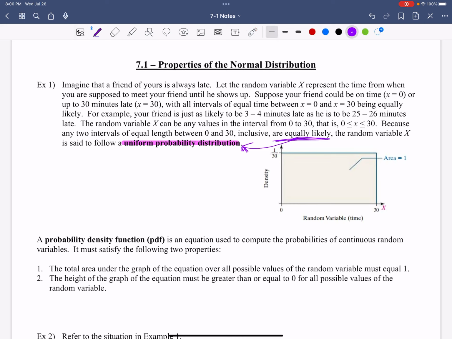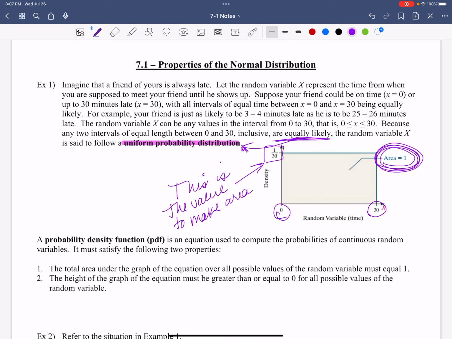Here's the deal. This is a probability that we're looking at here, so the area always has to equal 1. So when I'm looking at this, I'm going from 0 to 30. This is set as 1/30th because this is the value to make the area equal 1. So in order to make my area equal 1, I have to put my density up here at 1/30th. So every single minute is what we're looking at.